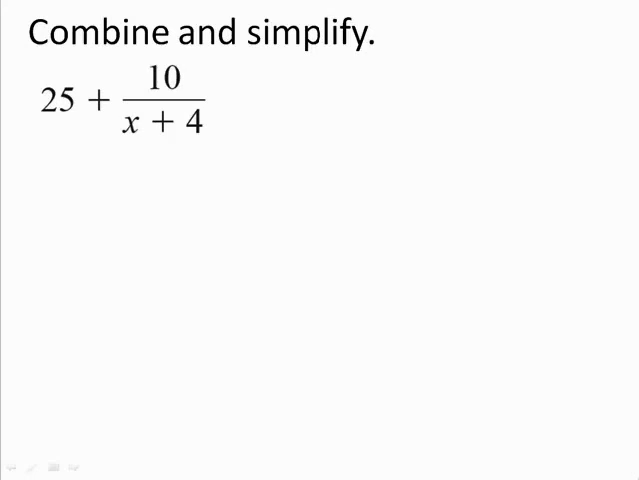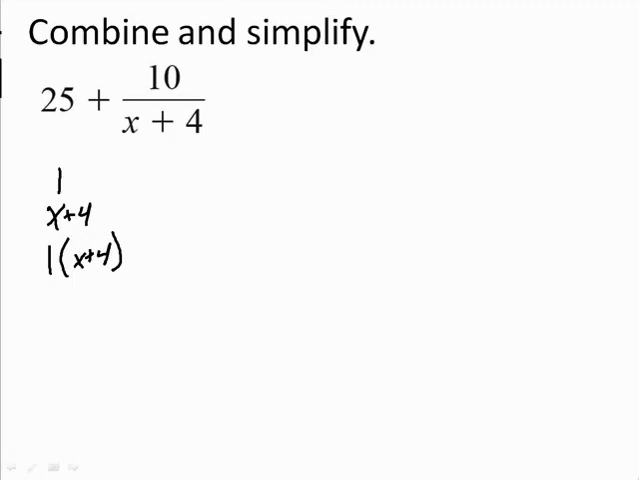Combine and simplify. 25 plus 10 divided by x plus 4. Find the least common denominator. 25 has a denominator of 1, and 10 divided by x plus 4 has a denominator of x plus 4. The least common denominator has to have each of these factors. So the least common denominator is 1 times x plus 4. You want each fraction to have a denominator of 1 times x plus 4.